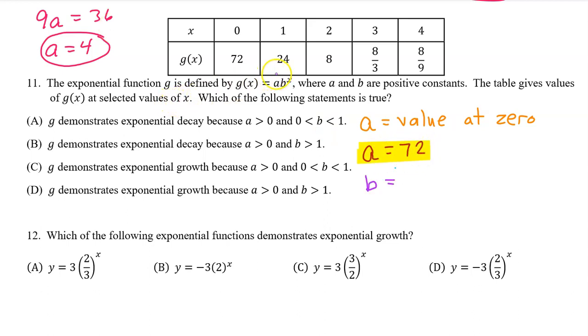We can find the b value by taking one term divided by the previous term. I'm going to use these two because they are simple numbers to use. So I can find the value of b by dividing 8 by 24. 8 over 24 reduces down to 1/3. So the answer is A. G demonstrates exponential decay because a is positive and b is between 0 and 1.